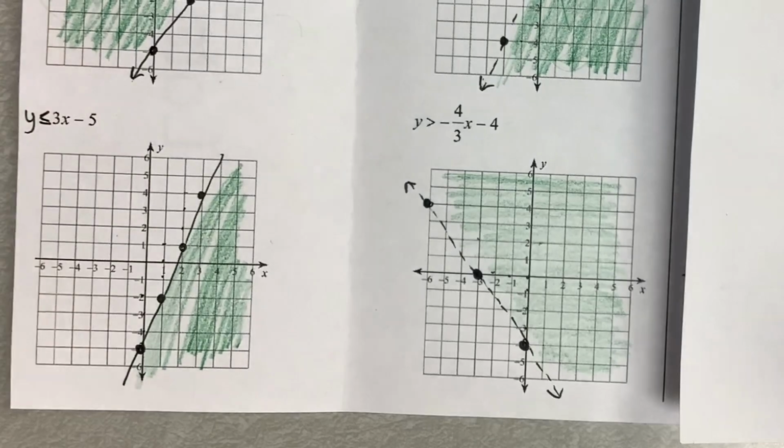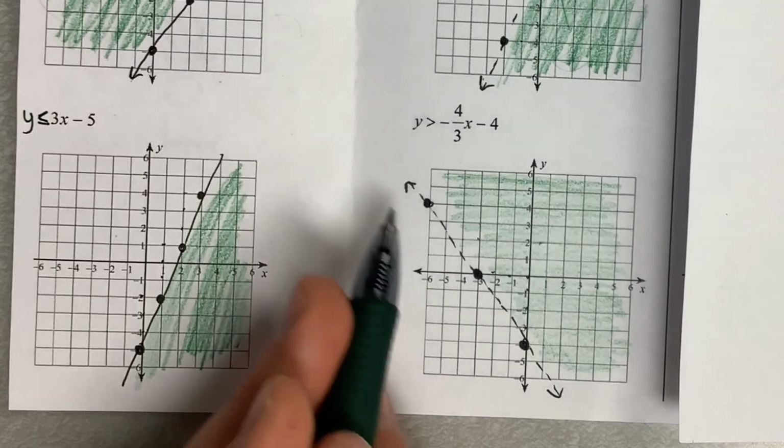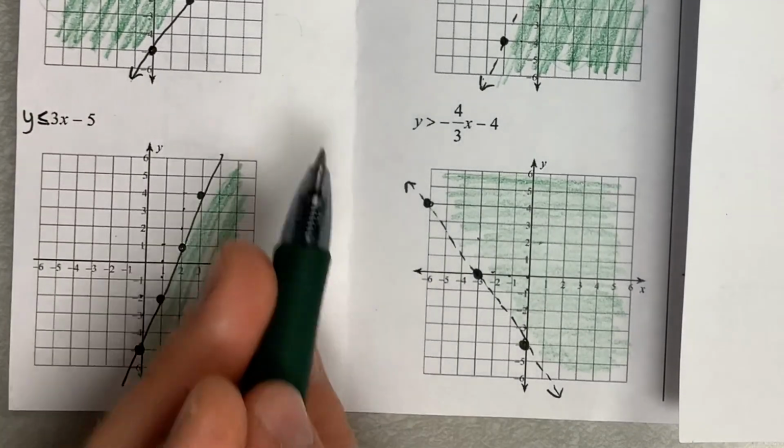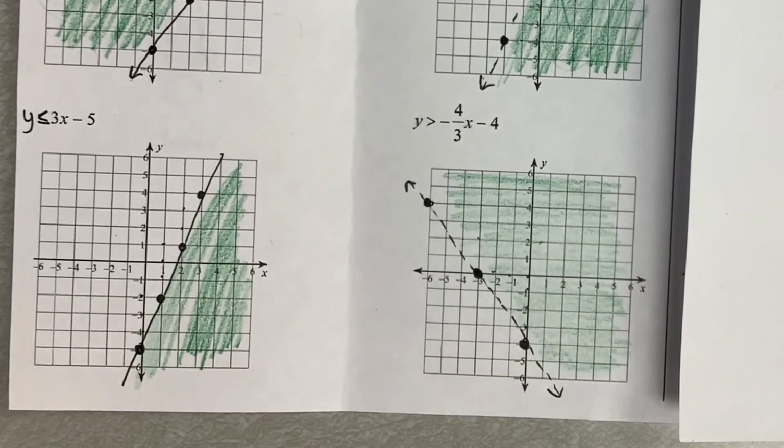All right, guys, and there we go. Here's what you should have had. I have my line graphed. It's a solid line. I shaded below. I plotted my dots. I did a dotted line, and I shaded above. Good job if you did it. If not, you may need to rewatch that video.